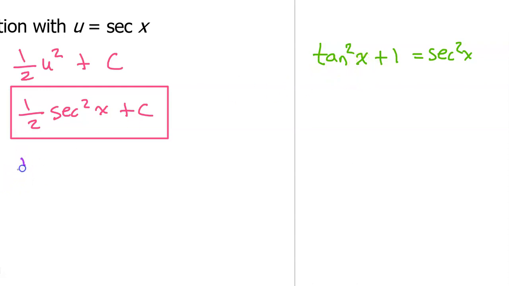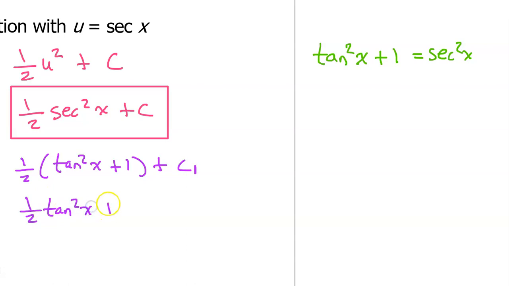So then we will have 1/2 tangent squared x plus 1, and then plus c. All right, I think this is going to be that deal where we end up with a new constant, so I'm going to call this c1. If I distribute the 1/2, then we have 1/2 tangent squared x plus 1/2 plus c1.